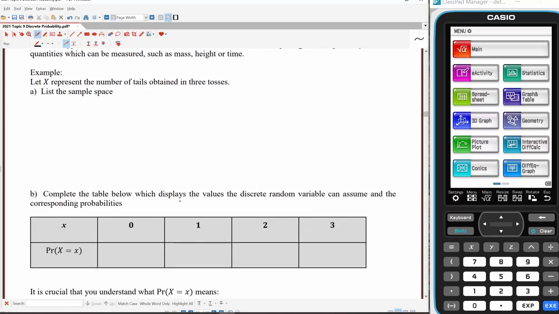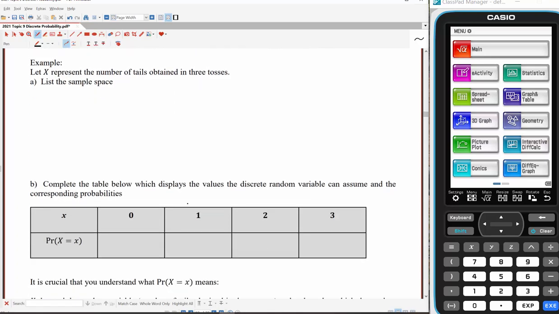Right, so let's have a look at an example. Let X represent, so we've got capital X here. So X is the random variable, the number of tails obtained in 3 tosses of a coin, I presume. Right, so list the sample space. The way I try to get the sample space here is not by thinking it through, because I always do as many as I can and then spend 10 minutes trying to find the missing one. So I'm going to get the tree diagram to produce it for me.